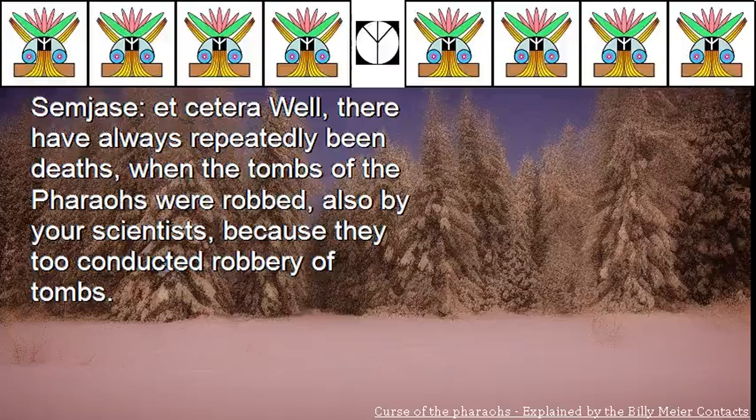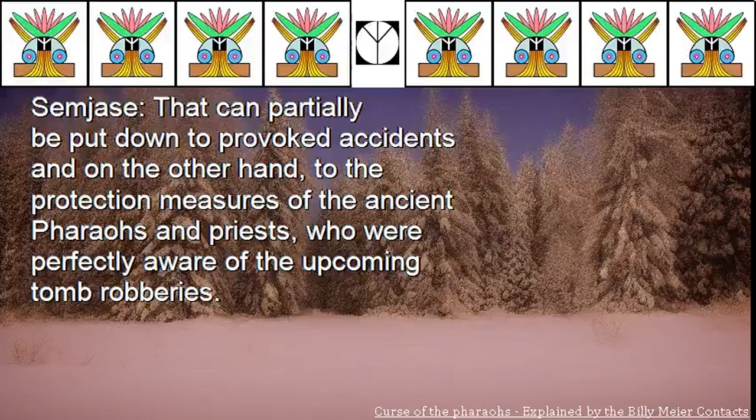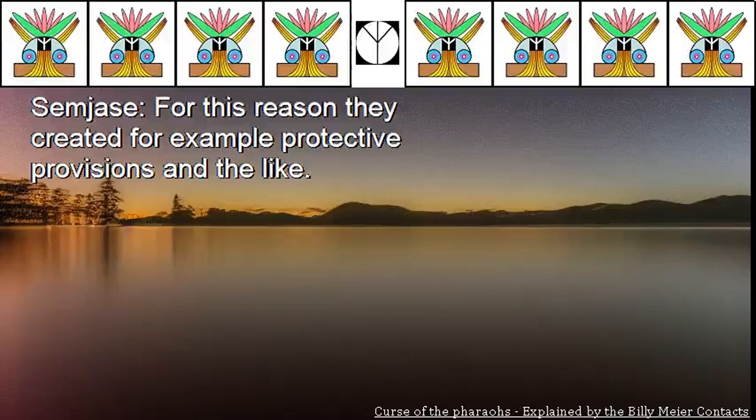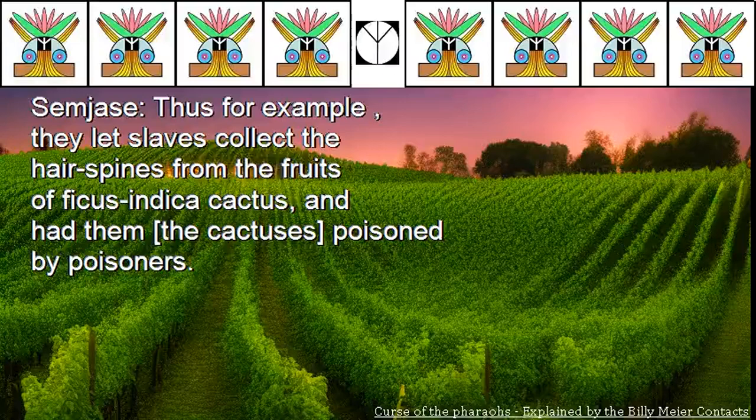your scientists, because they too conducted robbery of tombs. That can partially be put down to provoked accidents, and on the other hand, to the protection measures of the ancient pharaohs and priests, who were perfectly aware of the upcoming tomb robberies. For this reason, they created, for example, protective provisions and the like. Thus, for example, they let slaves collect the hair spines from the fruits of Ficus indica cactus and had them, the cactuses, poisoned by poisoners.